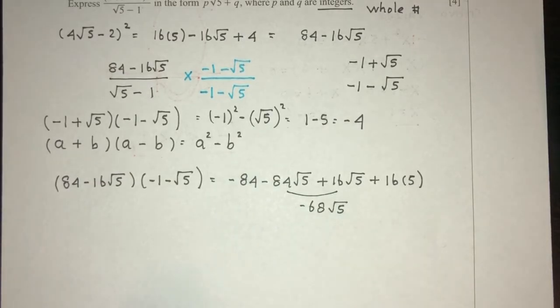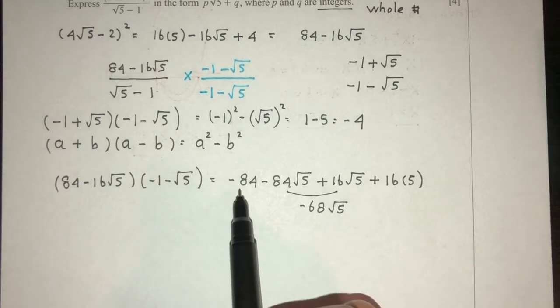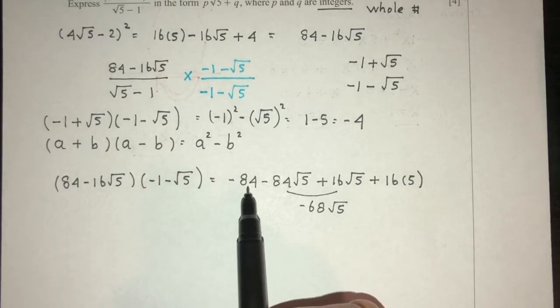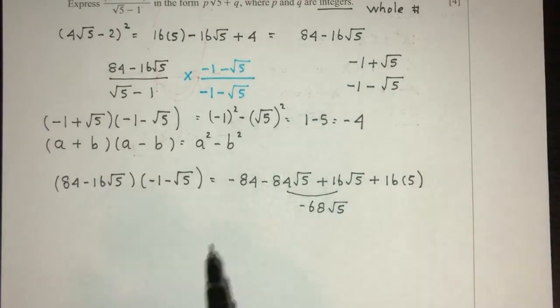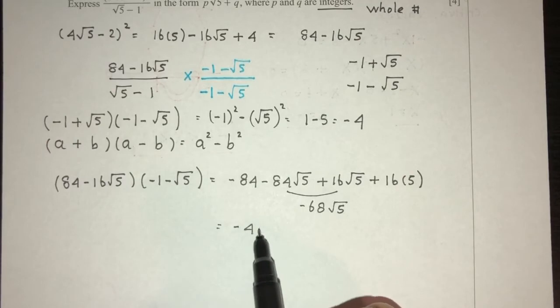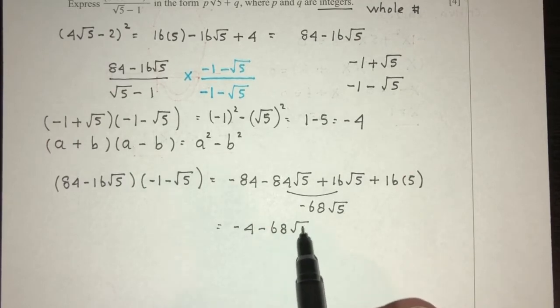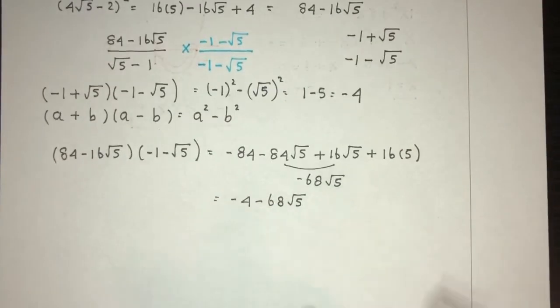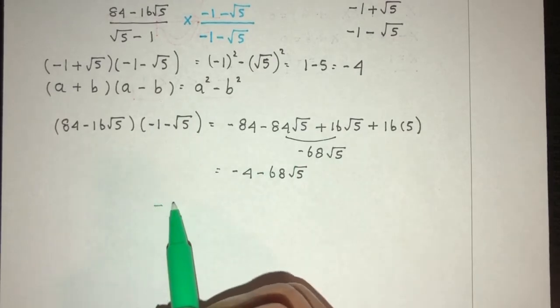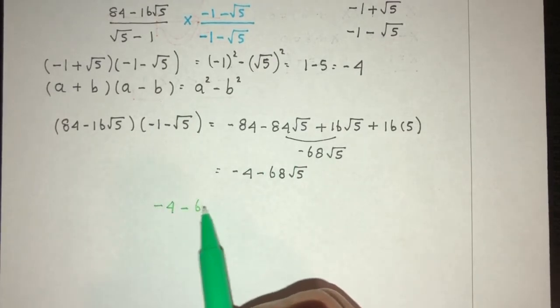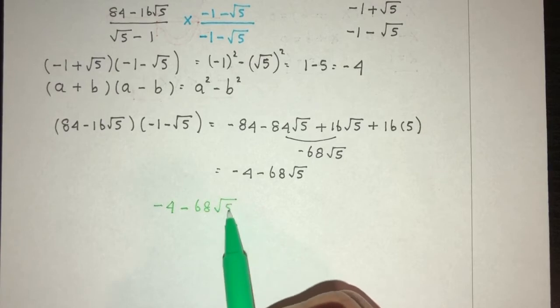And what else? So here we have minus 84 plus this one. So minus 84 plus 16 times 5, minus 4. So that is minus 4 minus 68 root 5. So now put everything back in the main equation. So on top you had what? On top you had this one, which is minus 4 minus 68 root of 5.